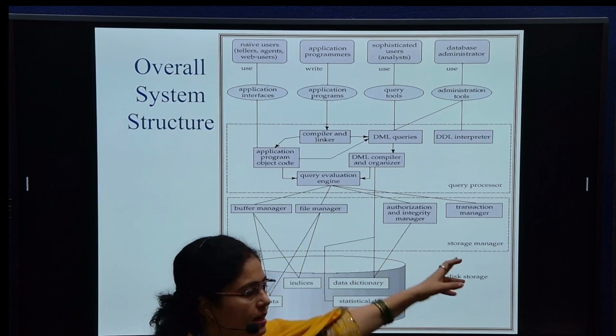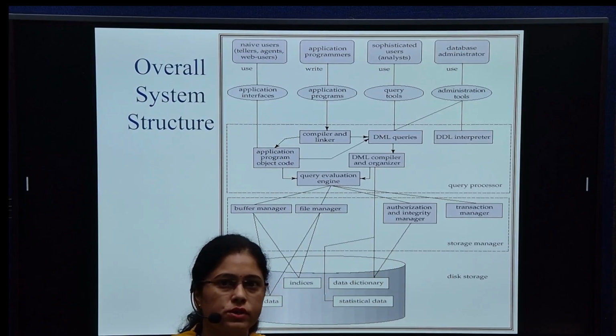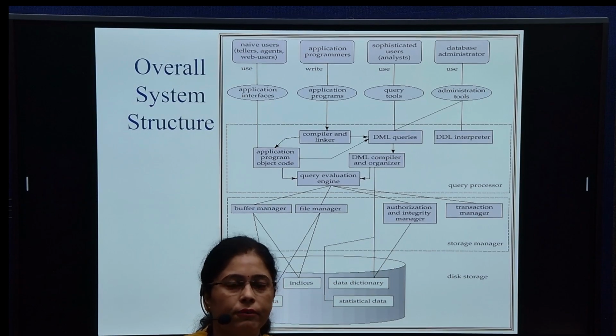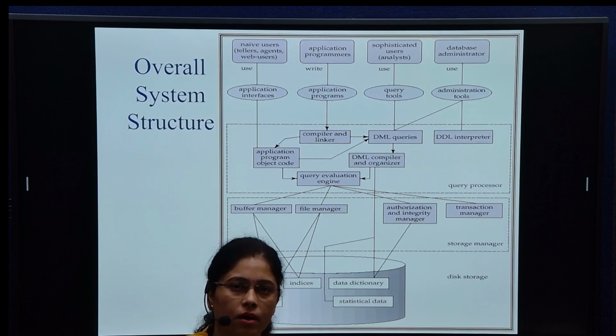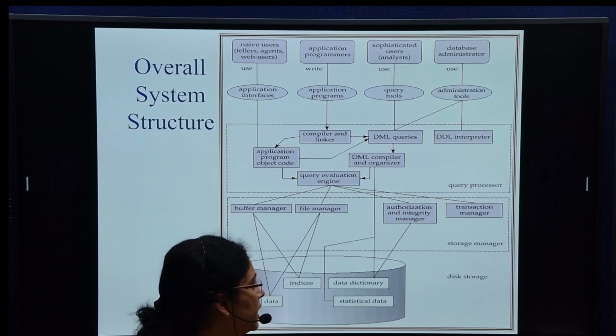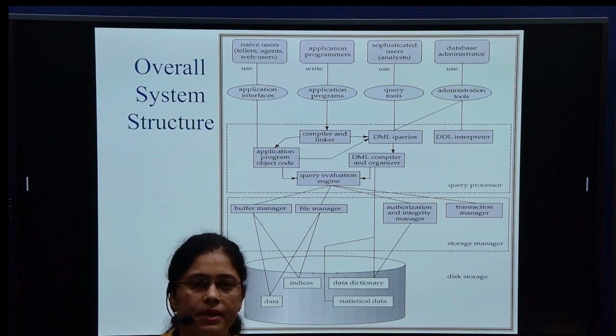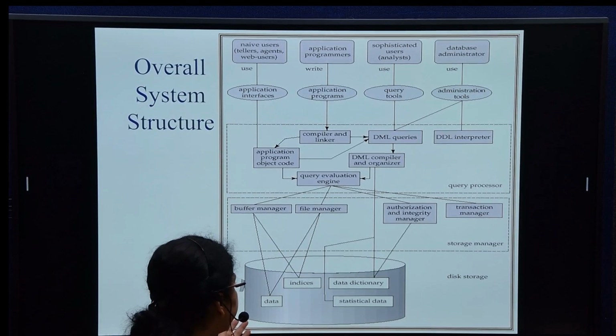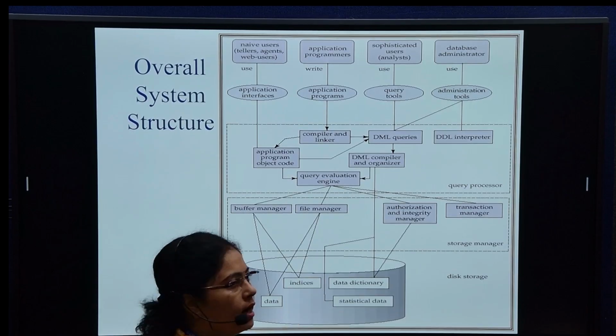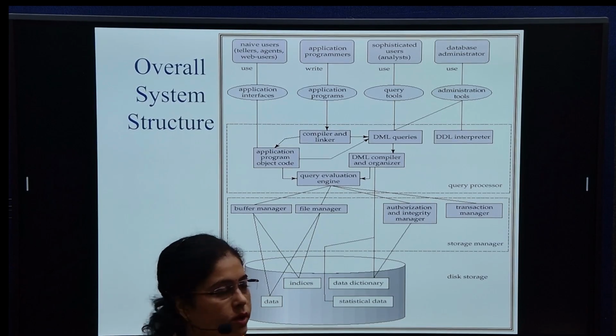Next is the transaction manager, that I have discussed earlier, which follows the ACID properties, and is based on the transaction where all the tasks will be performed smoothly. The ACID properties are atomicity, consistency, isolation, and durability. Next is disk storage, where our physical data will be stored.